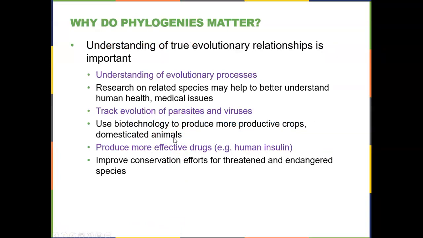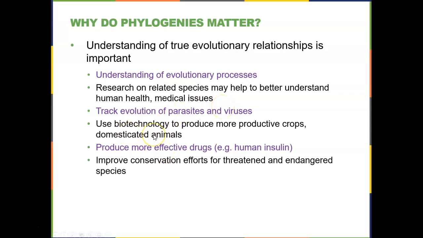So why does it matter to do this mapping, to do this grouping, to find out which species are related to one another? Well, tops on the list, it's very important to understand evolutionary processes, how these species evolved back from common ancestors. But additionally, knowing these relationships could help us understand issues about human health and medical concerns. Helps us to track evolution of parasites and viruses. We did this with the COVID-19 virus just this past year.